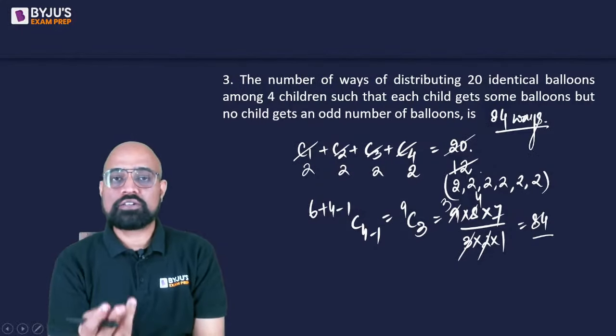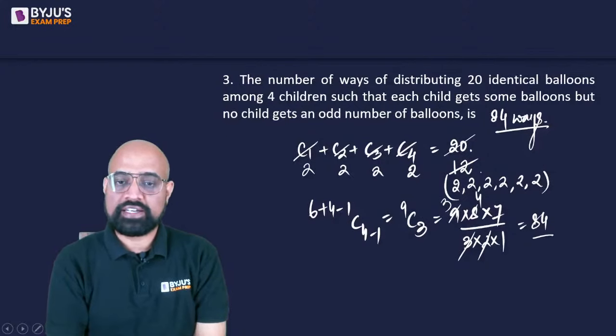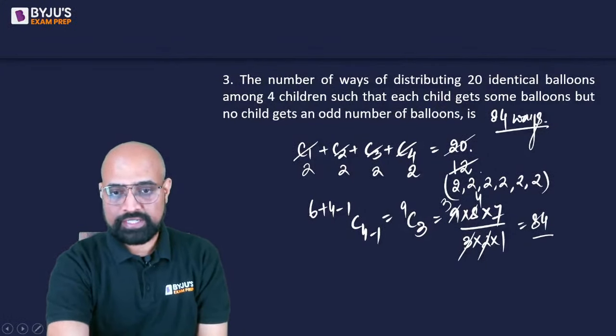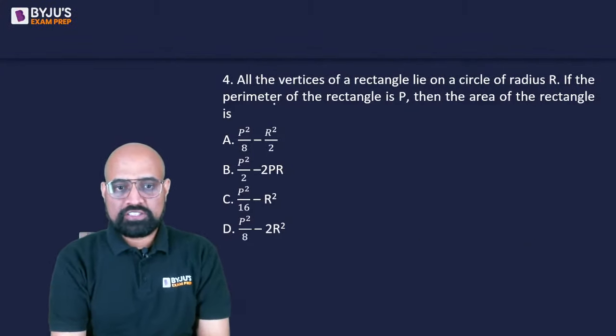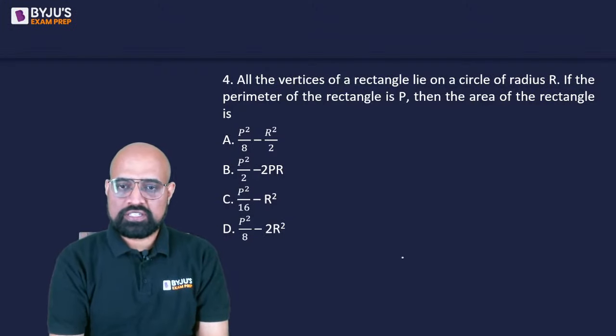Since it was a TITA question, we had to type in 84. Next, all the vertices of a rectangle lie on a circle of radius r.